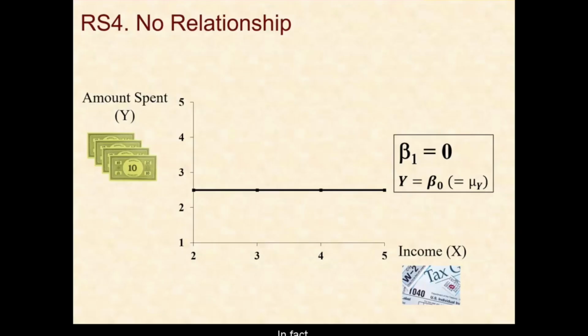In fact, for this model, the line would be at y equals mu of y, as indicated. The process mean mu of y being the central tendency of the y values. So for a linear model, no relationship means that beta 1 equals 0. A linear relationship means that beta 1 does not equal 0 and can be either positive or negative.